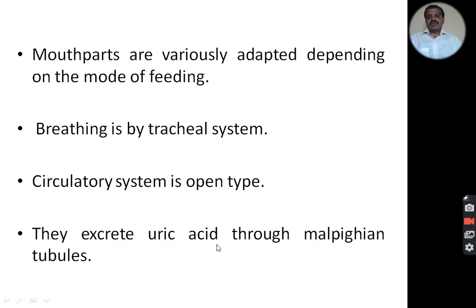As far as the excretory system is concerned, they excrete uric acid as a nitrogenous excretory product. They are uricotelic organisms, because they excrete uric acid as a nitrogenous waste product through specialized excretory organs called Malpighian tubules.